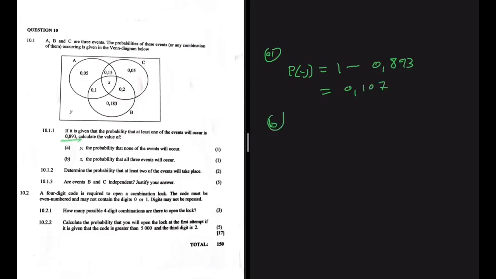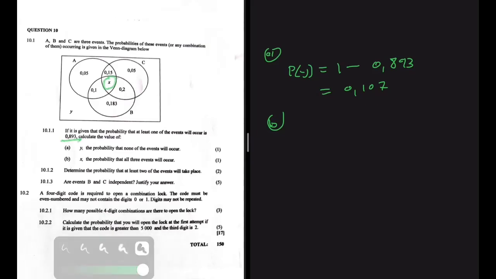Now we can do b. B is saying let's calculate the value of x, the probability that all the three events will occur. X is here. This is what we're looking for. We already know that the probability of at least one event occurring is 0.893.